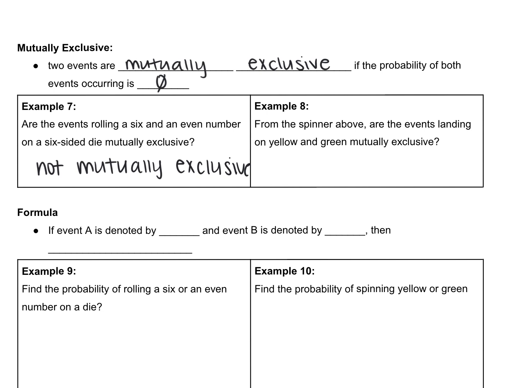So going back to our spinner, are the events landing on yellow and green mutually exclusive? So when it comes to a spinner situation, it's can I land on a space that is yellow and green at the same time? And the answer is no. So in this case, these events are mutually exclusive.